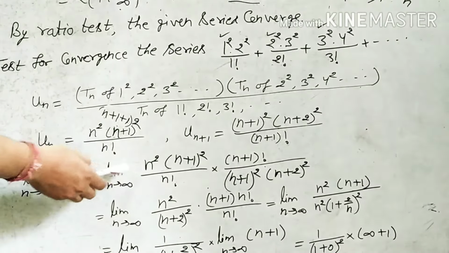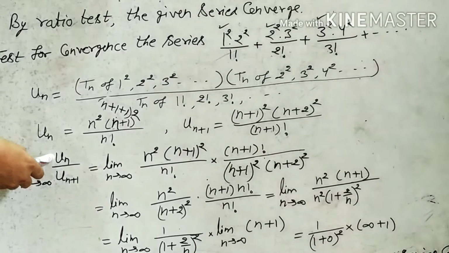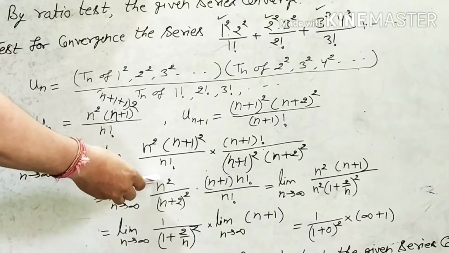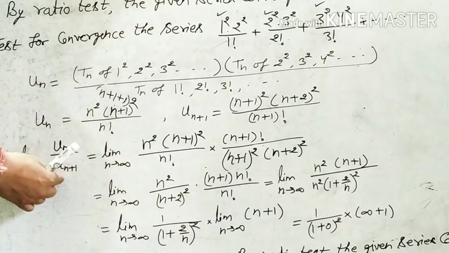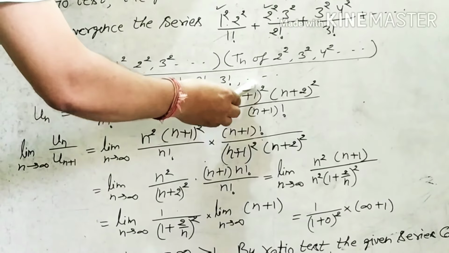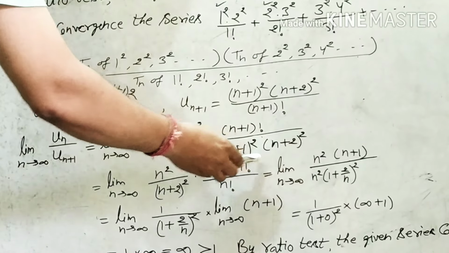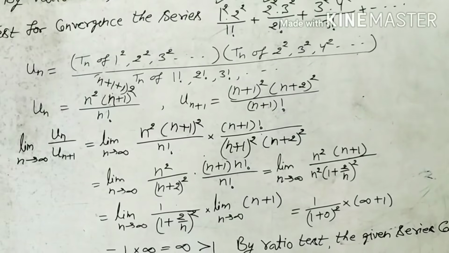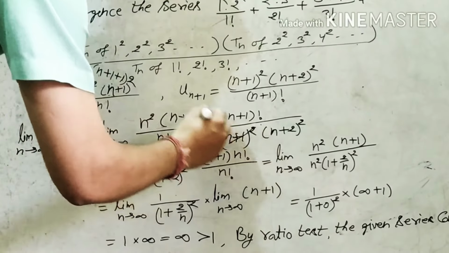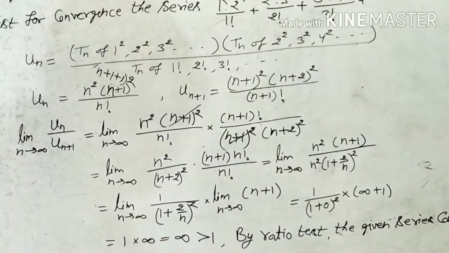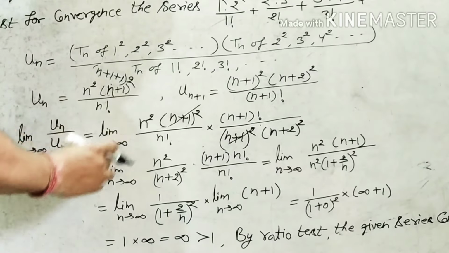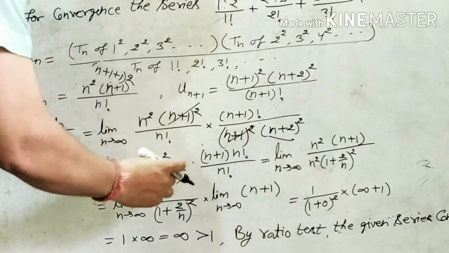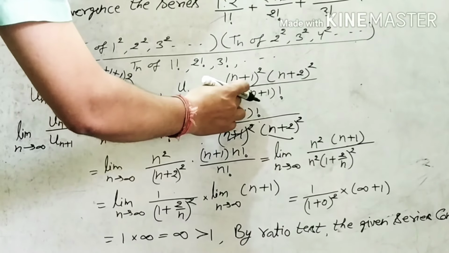Limit n tends to infinity, put the value of un. Un is n square into n plus 1 whole square upon n factorial, and un plus 1 is n plus 1 whole square into n plus 2 whole square upon n plus 1 factorial, which will be the denominator. This time n plus 1 whole square and n plus 1 whole square will be cancelled out. Now limit n tends to infinity, n square upon n plus 2 whole square into n plus 1 factorial.